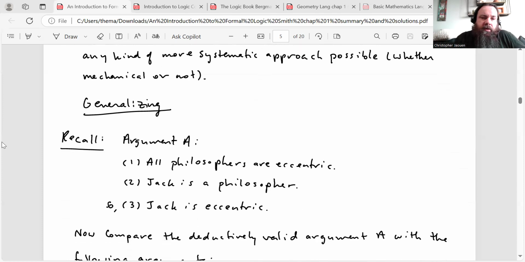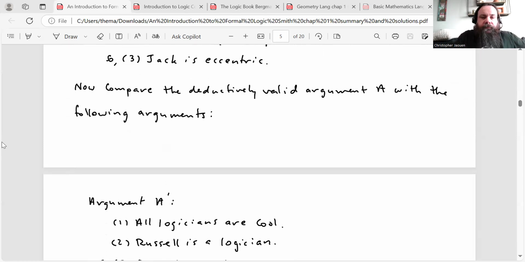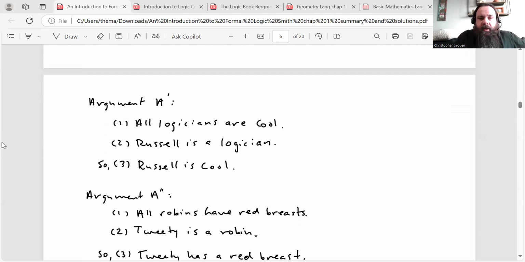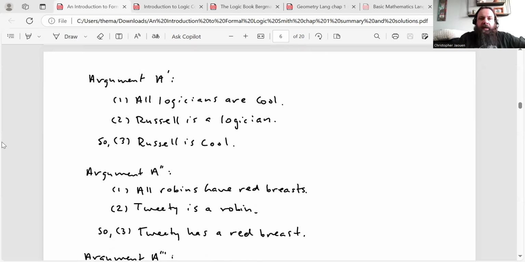So here, generalizing, recall argument A. All philosophers are eccentric. Jack is a philosopher, so 3, Jack is eccentric. Now compare the deductively valid argument A with the following arguments. Argument A prime: all logicians are cool. Premise 2, Russell is a logician. So conclusion, Russell is cool.